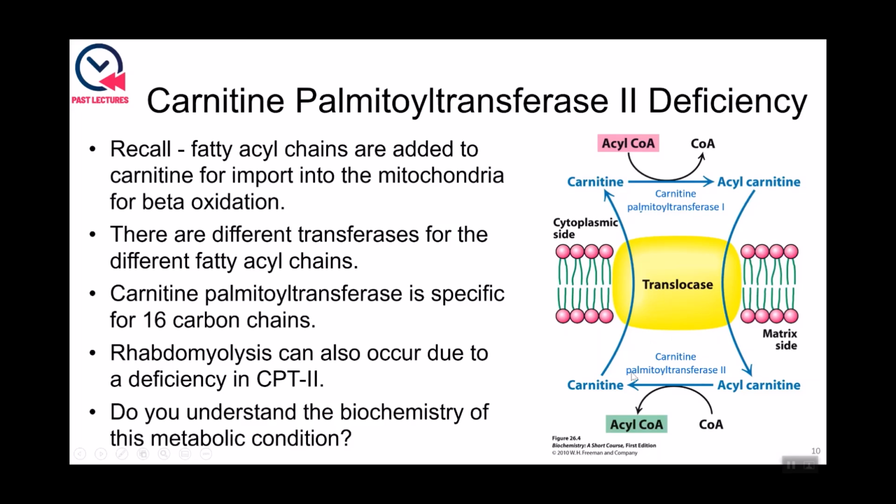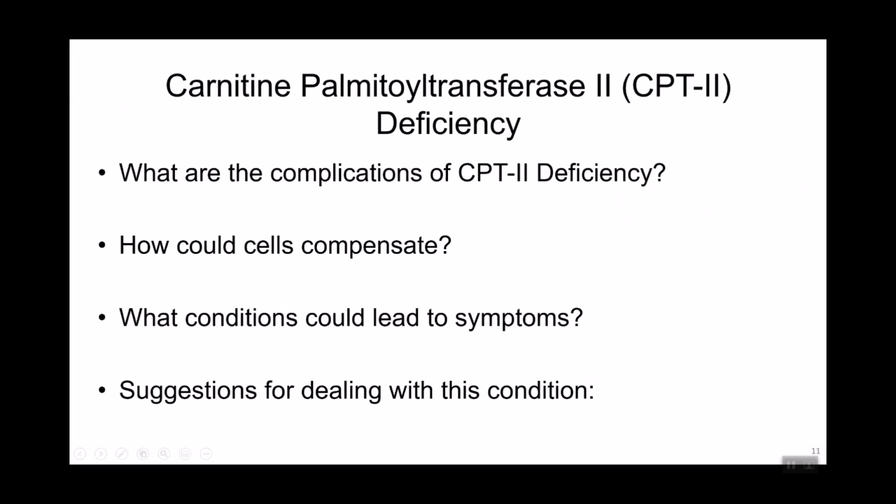And then carnitine palmitoyltransferase 2 will transfer it back onto coenzyme A. So if you have a defect in CPT2, the 16 carbon chain will be stuck on carnitine, and we won't be able to break it down to acetyl-CoA in beta oxidation. So let's think about the implications for the metabolic pathways in this condition. Take a minute and think about what some of the complications might be for someone with a CPT2 deficiency.